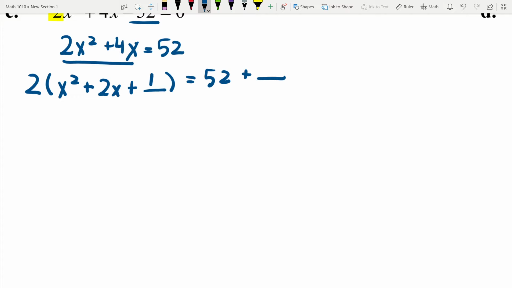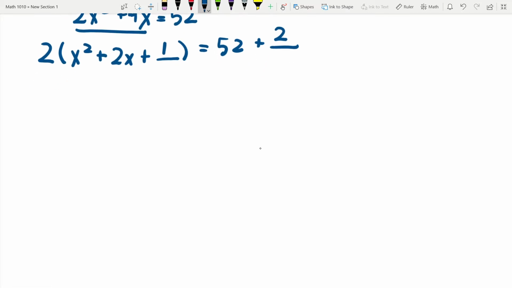Why is it a 2? Yeah, if you distributed that 2 through, it looks like we're adding 1, but we're really adding 2 to that side because you're multiplying the 1 by a 2. So this is really supposed to be a 2. Good. Now let's factor. So you have a 2. Now I'm going to factor that, guys. So the x squared goes to an x. The next sign's a plus. The square root of 1 is a 1. And the whole thing squared is equal to 52 plus 2 is 54.